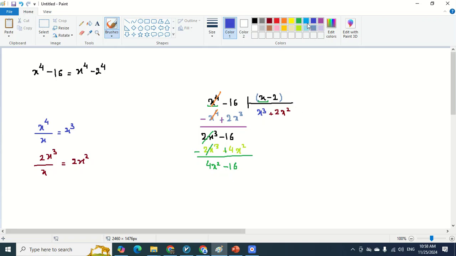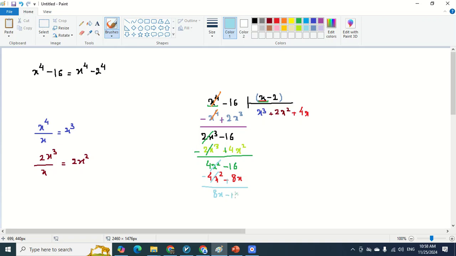So in the next step, I use the division again. 4x squared, the biggest term here, divided by the biggest term of the divisor, which is x, gives us 4x. If I multiply 4x by the given term x minus 2, then I have 4x squared, and for the second term, minus 8x. Again, I change the signs, and then 4x squared is cancelled with the 4x squared at the bottom. The result is 8x minus 16.